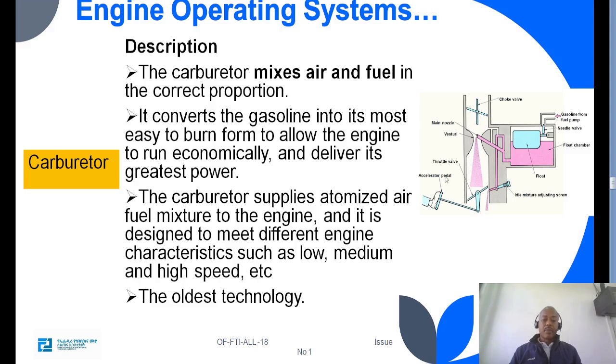Carburetor. The carburetor is one part of the fuel system. The carburetor mixes air and fuel in the correct proportion. It converts the gasoline into its easiest to burn form to allow the engine to run economically and deliver its greatest power. The carburetor supplies an automated air-fuel mixture to the engine, and it is designed to meet different engine characteristics such as low, medium, and high speed, etc.